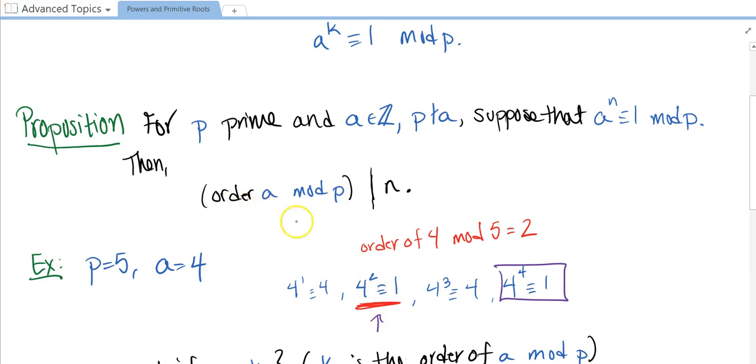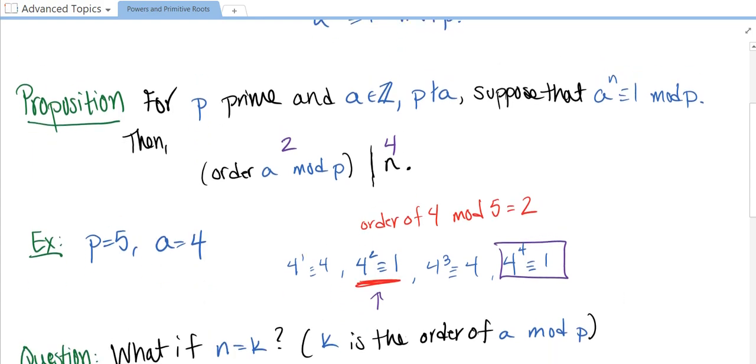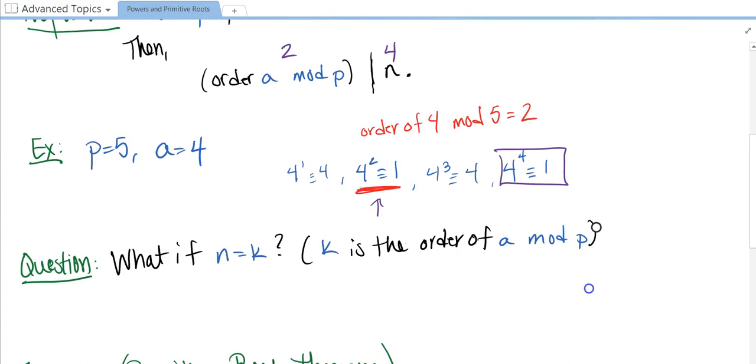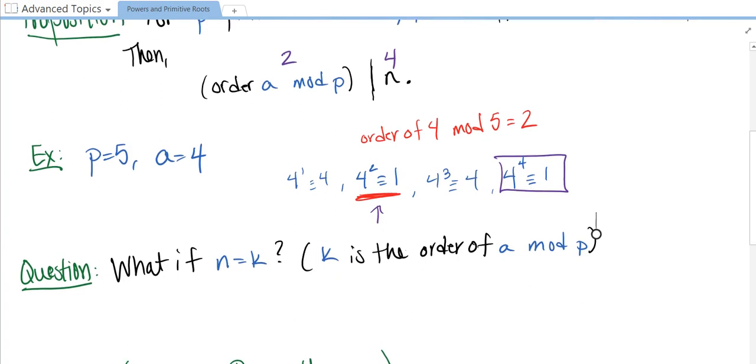And that's where this proposition comes into play. Even though n here would be 4 according to Fermat's Little Theorem, the order of a mod p is 2, and so we're saying that 2 divides 4. Yeah, duh, we learned that in, like, third grade. Anyway, that's just illustrating the definition of order and this proposition. Now the next question is, what if n is equal to k? What if the smallest number here was actually indeed n?